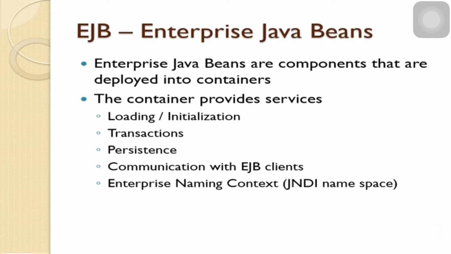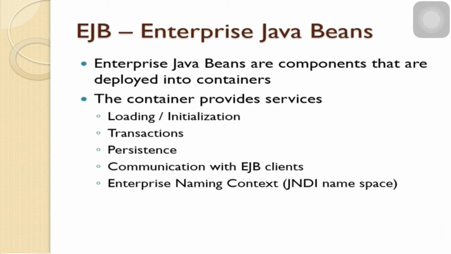Persistence means that EJB has a very important reliability. Now the next one, communication with EJB clients. In other words, the EJB client is first connected with a container, and then the container will use the EJB to handle this request from the clients. The next one is called JNDI.